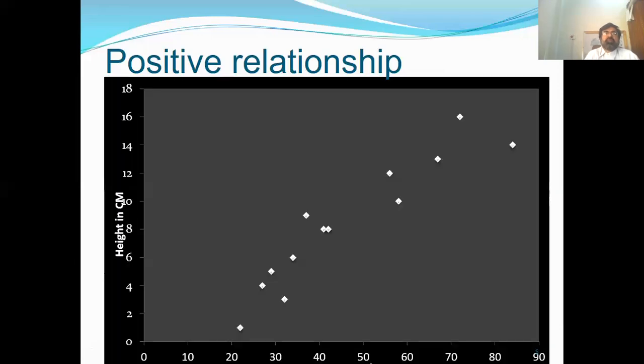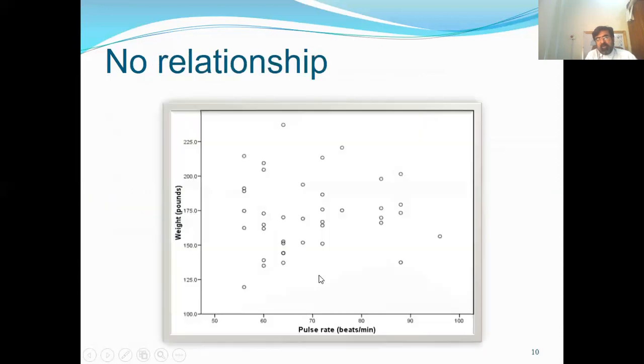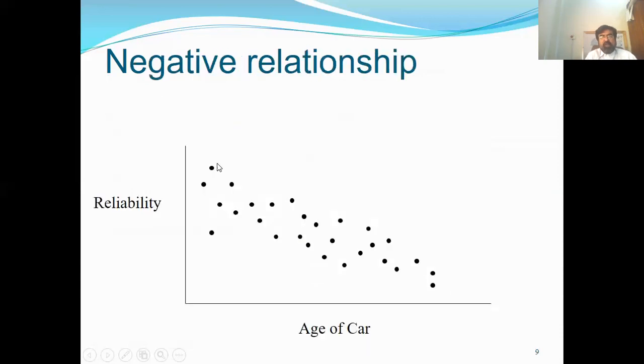Positive relationship. So it shows a positive relationship as the independent variable increases, the other also increases. So there is a positive relationship between these two variables. And for a negative relationship, as you can see, the dots are like this. And when you draw a line, it would be from upward to downward, from here to here. So that will be a negative relationship.